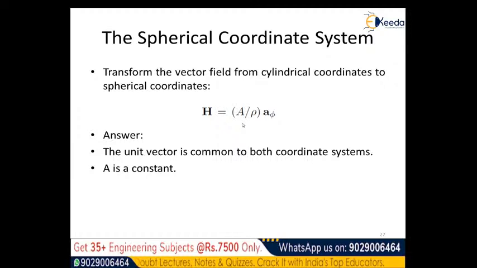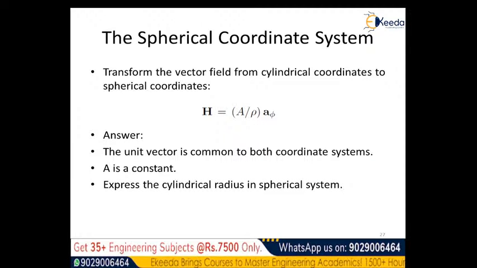While capital A is shown to us, capital A is a constant value. It can attain any value like 5, 10, 100, 11. Now we need to only express the radial segment of the cylindrical coordinate system, that is rho, which is lying in the denominator, in the spherical coordinate system. As we have just gone through the conversion formulae from cylindrical to spherical, we can take rho as nothing but r times sine theta. This is the formulation we have derived from the right angle triangle that we have seen in the geometry of the figure.